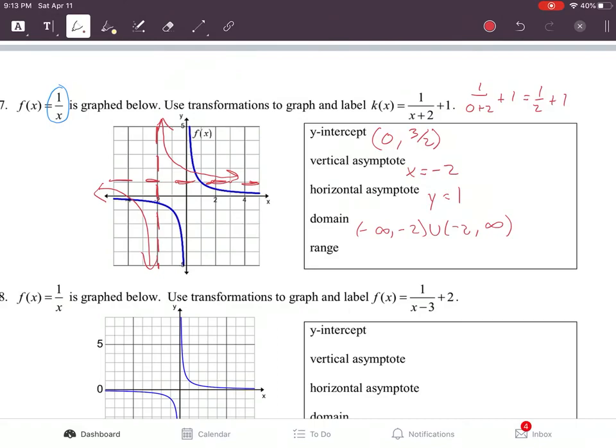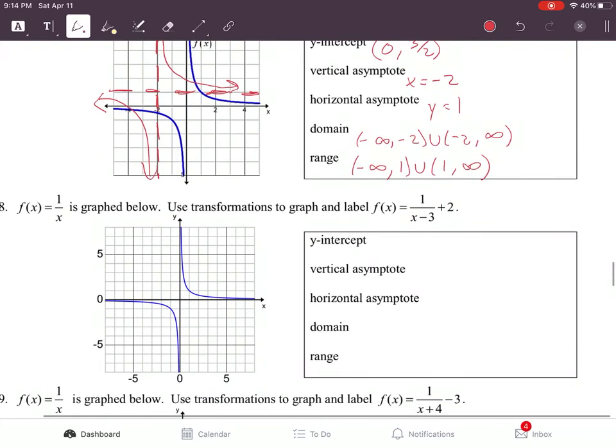For the range from the bottom to the top, it's the same kind of idea. Starting at the bottom, we go from negative infinity, and then we go up till we hit the horizontal asymptote at 1. And then we start up again at 1 and go to positive infinity. And that is your range.